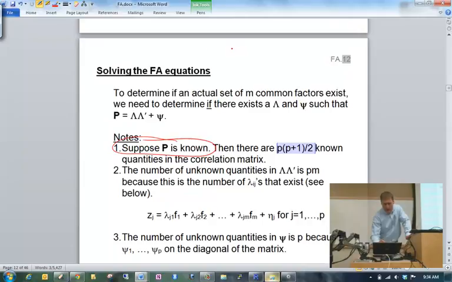Why? Well, let's take a look at the case where p is equal to 2. So here's my correlation matrix.